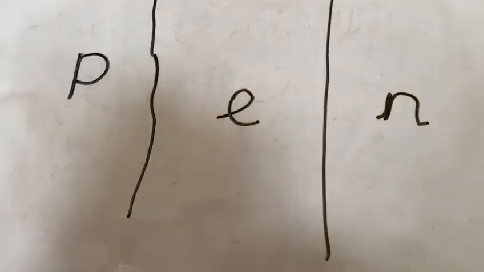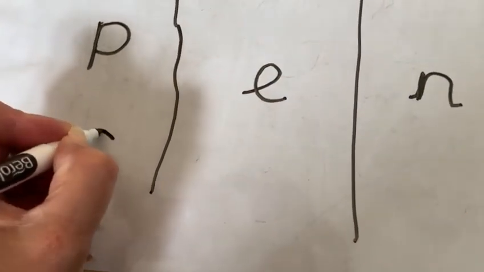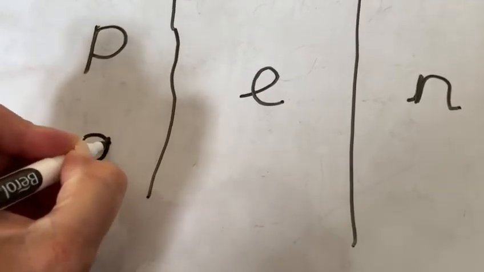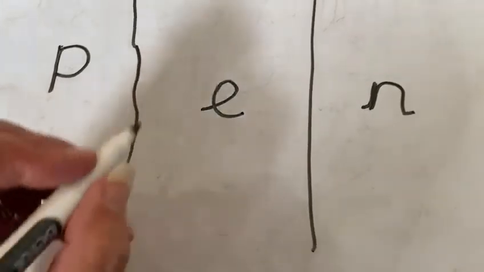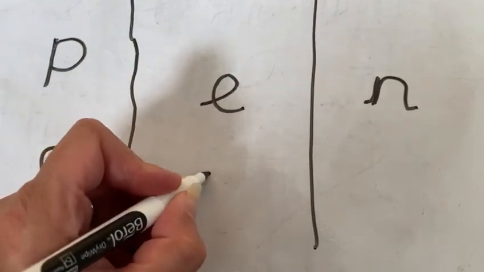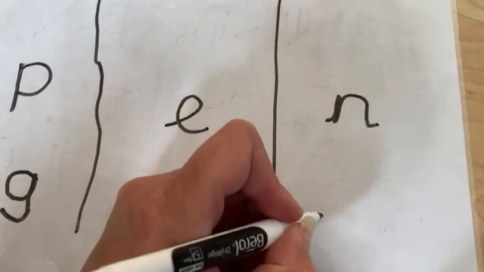Get. So what's the first sound we can hear? It's the g sound, isn't it? G for gurgle. Round, up to the top, and a little hook below. G, e. Oh, it's the same again. It's the e in the middle of the sound we're learning today. G, e, t.